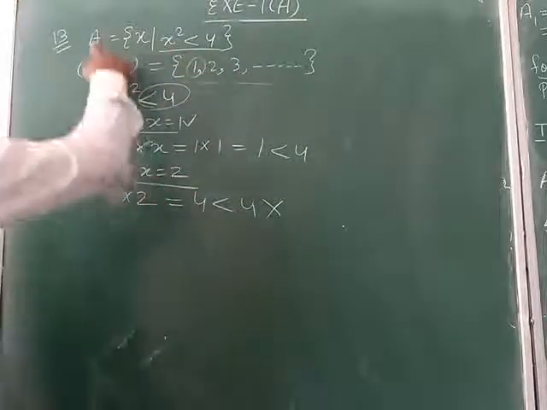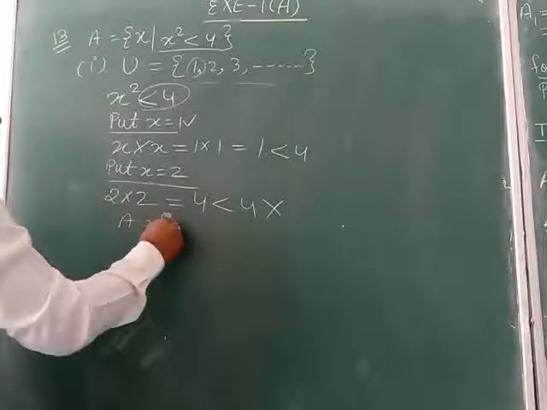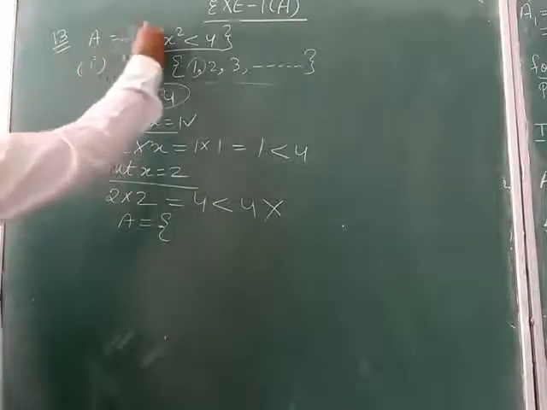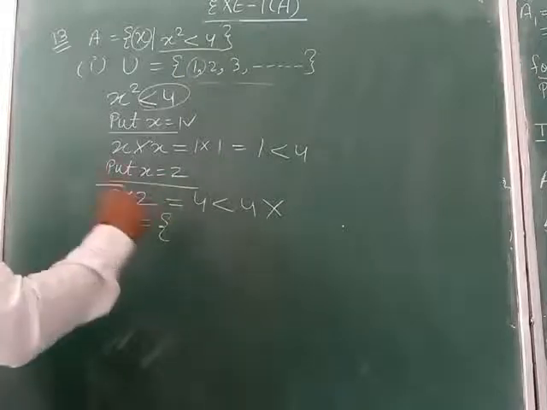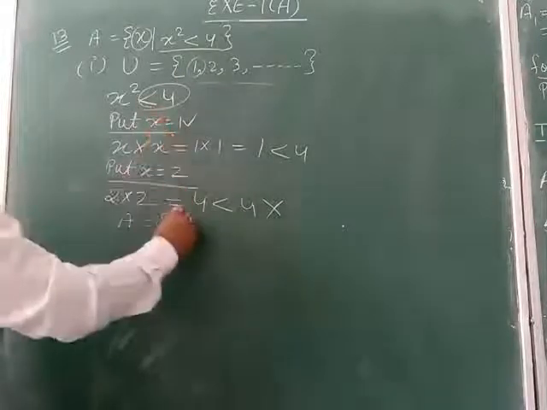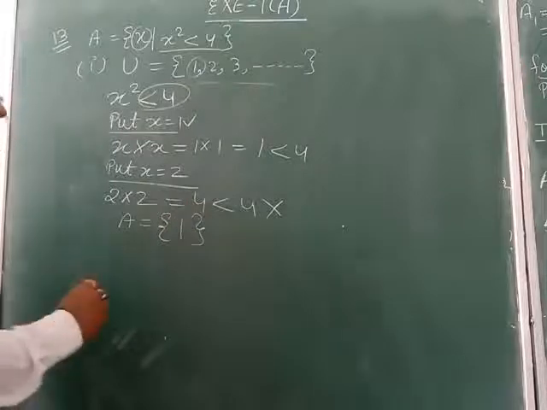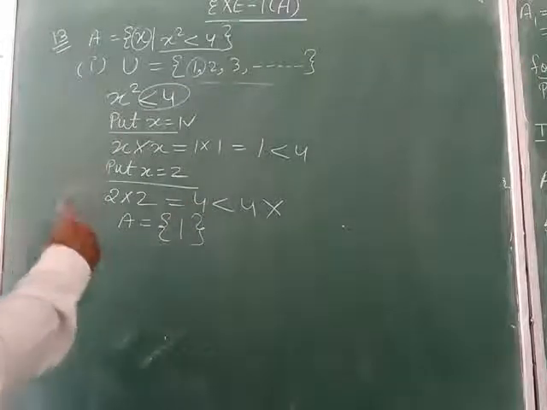So the A set answer we will write. In the set A, we have to write the value of x. And which x value is correct? X value 2 is not correct. X value 1 is correct. So the final answer of set A is 1. Like this you have to do part number first.